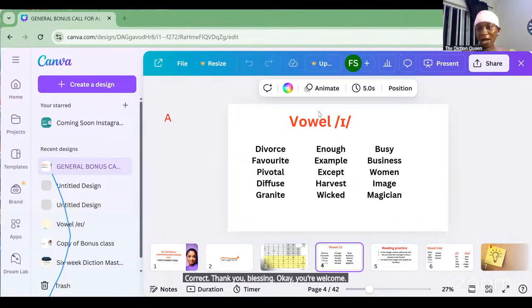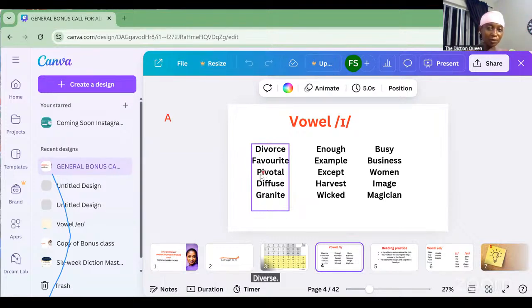Kalu, please unmute yourself. Good evening, Kalu. Please pronounce the words, sir. Divorce. Favorite. Pivotal. Diffuse. Granite. Correct. Thank you, sir.